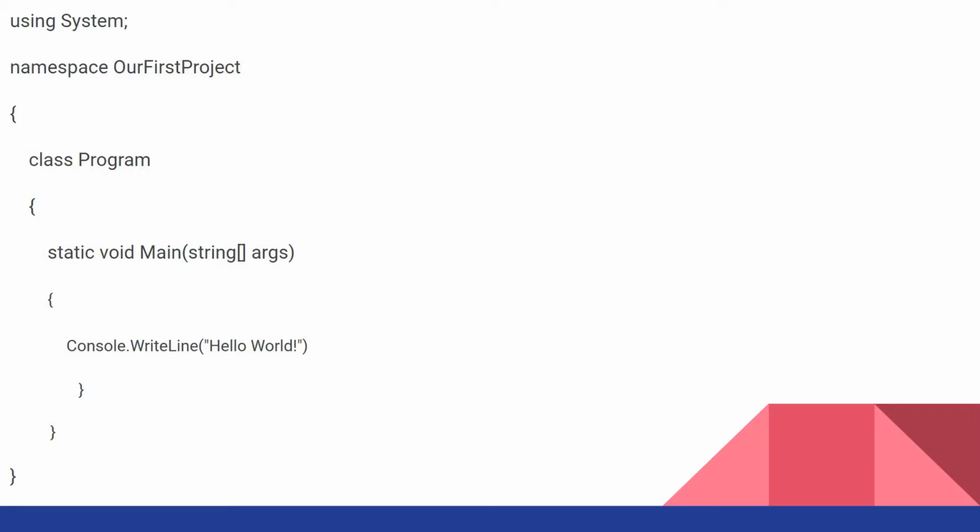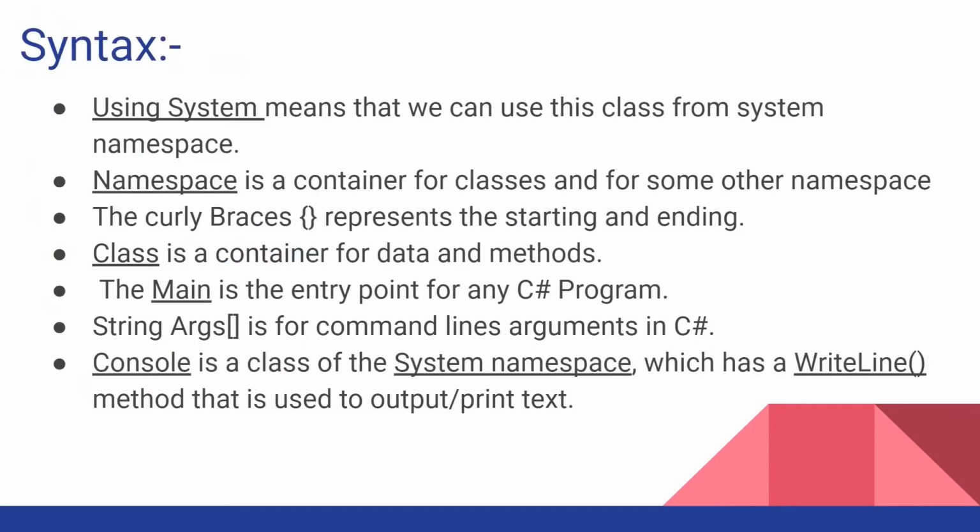Now I'll move on to the explanations of the syntax. The first one is using System. This means that we can use classes from the System namespace. The next comes the namespace. A namespace is a container for classes and for some other namespaces.